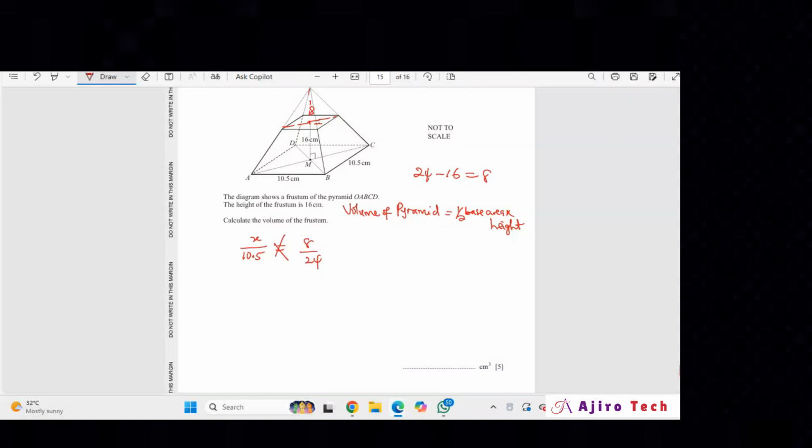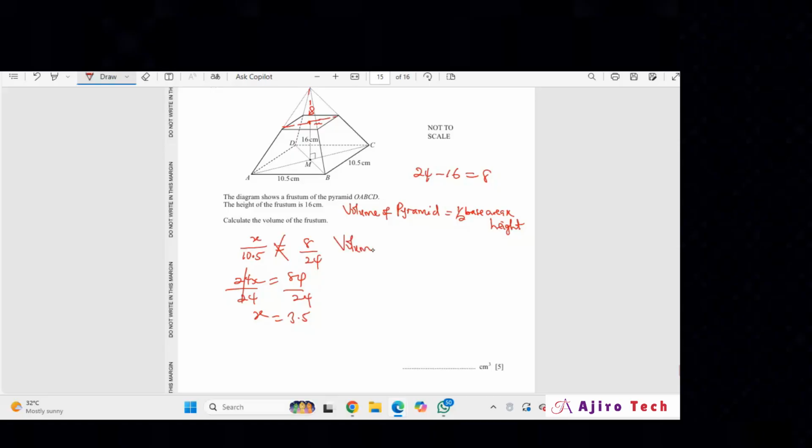So if you cross multiply now, we are going to have 24S equals 10.5 times 8, that is 84. So divide this out by 24, this will cancel this. So your S is equal to 84 divided by 24. That will give us 3.5. So the base of it now is 3.5 there.